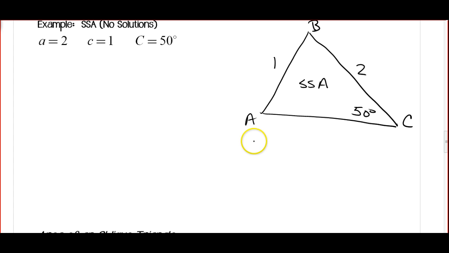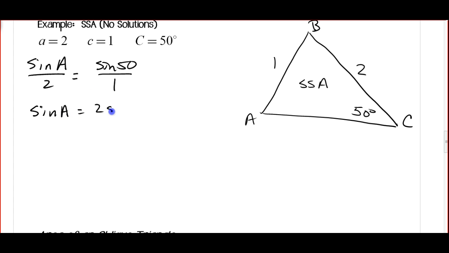So I've got side C is 1 and angle C is 50, so I should be able to find angle A. So sine of angle A over 2 is equal to the sine of 50 degrees over 1, and then the sine of A is going to be 2 sine 50 over 1. And I'm doing it like this just to show you.